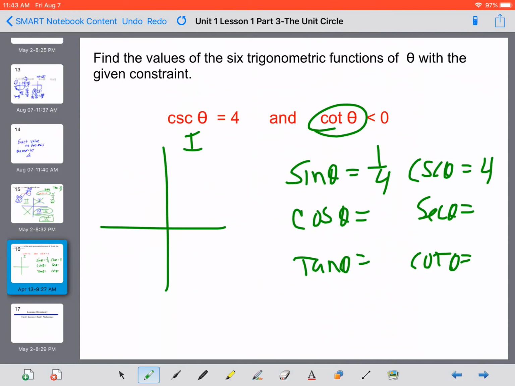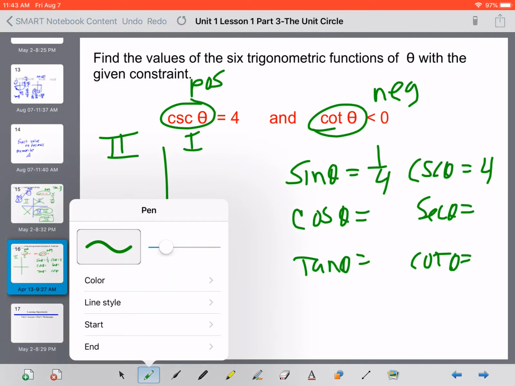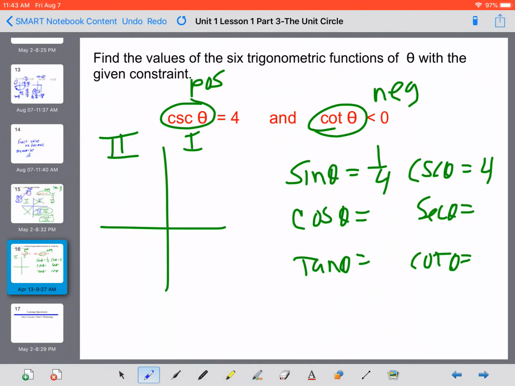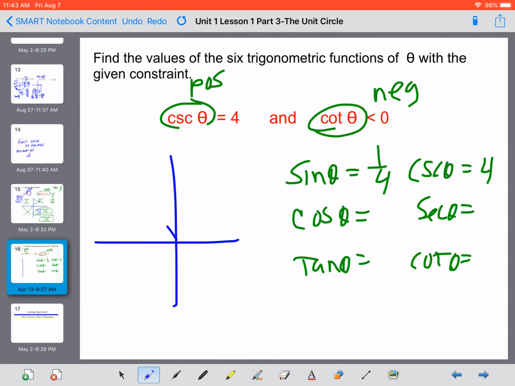Cotangent, right, is negative. Cosecant is positive. Sine and cosecant are positive in the first and the second quadrants. When we look at where the cotangent is negative, it's in the second and the fourth quadrants. So that means this is a second quadrant angle. So why is this important? This is important because I'm going to draw my triangle.